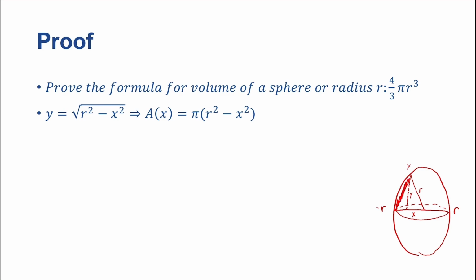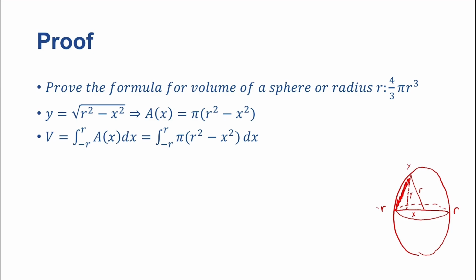So now we can determine our A of x value. If y is equal to the square root of r squared minus x squared, then our A of x is equal to pi y squared, which gives us A of x equal to pi times r squared minus x squared. Now we are prepared to pull this into the integral. We know our endpoints are negative r and r since we're integrating along the x-axis. So the volume is equal to the integral between negative r and r of A of x dx, which is equal to the integral from negative r to r of pi times r squared minus x squared dx.